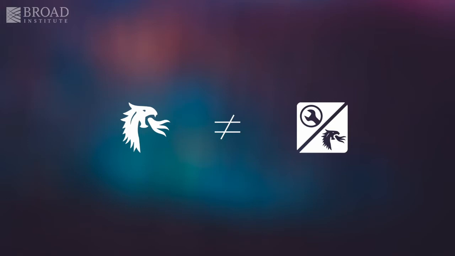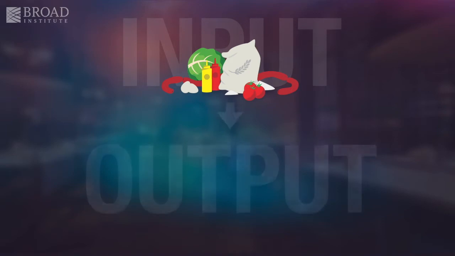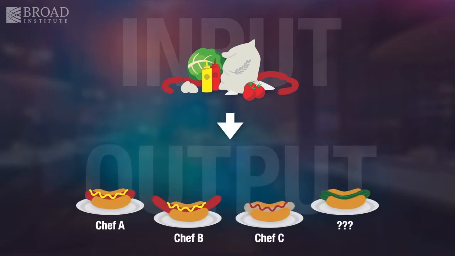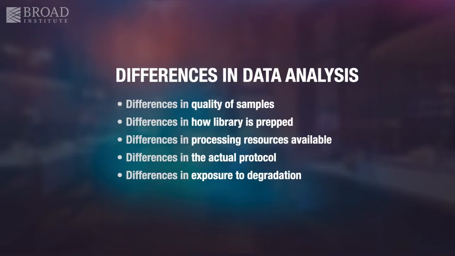I know that sounds a little shady on the surface, but we can think about it like this, right? Even given access to exactly the same ingredients, no two chefs are going to be able to produce exactly the same meal, even if they follow the same recipe. There's always going to be slight differences in their outputs. But why is that? Basically, you're going to run into differences in the quality of ingredients that they're using, how the ingredients are prepped, the tools and space that are available, and the actual cooking process that they're following.